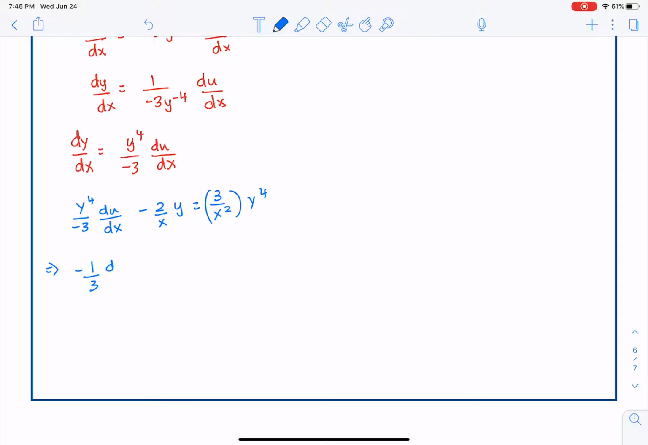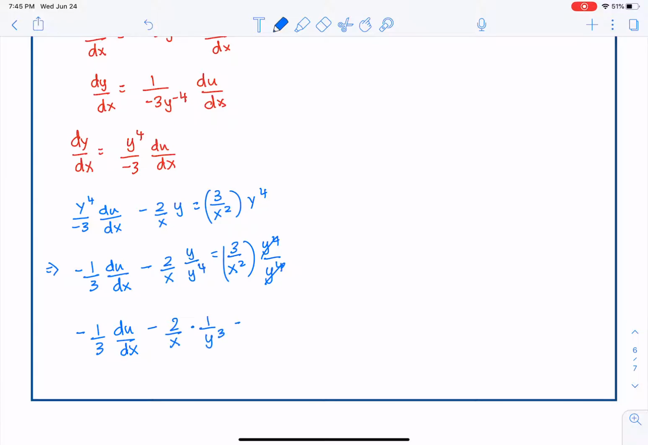I have minus 1 over 3 du over dx minus 2 over x, y over y raised 4 equals 3 over x squared, y raised 4 over y raised 4. Then I'd have negative 1 over 3 du over dx minus 2 over x times 1 over y cubed equals 3 over x squared. But 1 over y cubed is simply y raised negative 3.